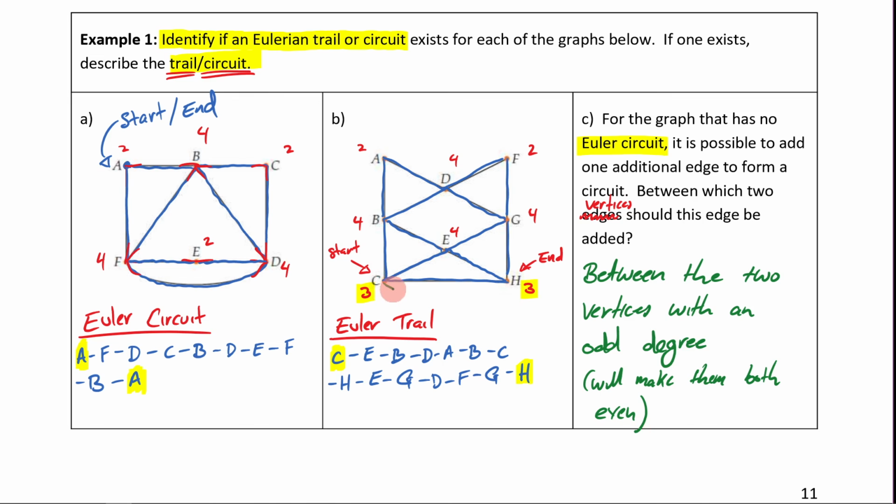So as I said, if you just added a line there and there, now this becomes 4, this becomes 4, because you've added another degree, in which case they're all even, in which case you can create a circuit.